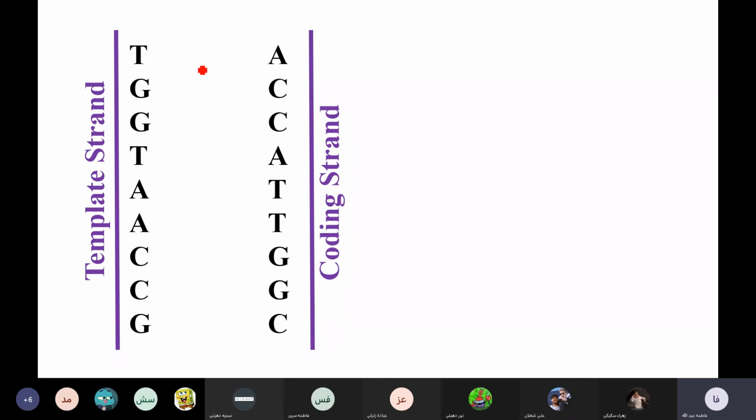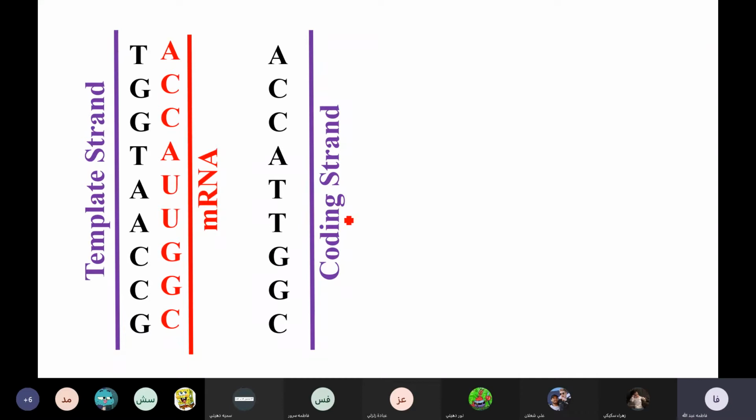T with A, G, C, G, C, T, A, A, T. So they are complementary, the template and the coding. Messenger RNA will be formed from the template strand where it is complementary to the template strand in such a way: T A G C G C T A A U A U C G C G G C.